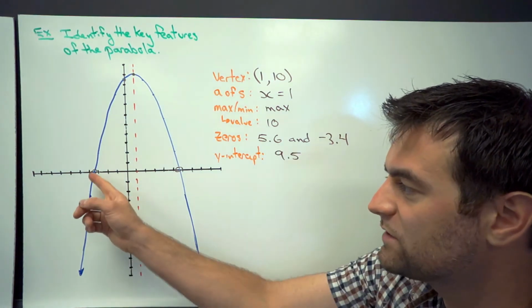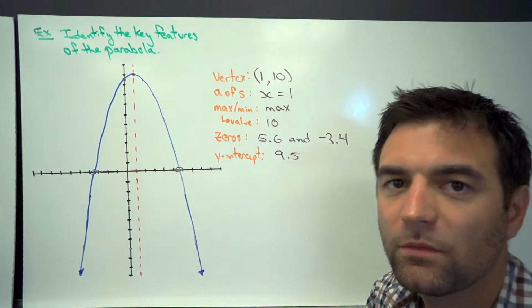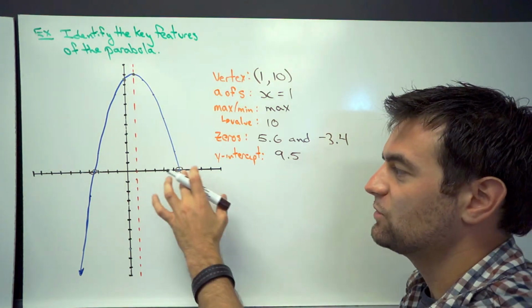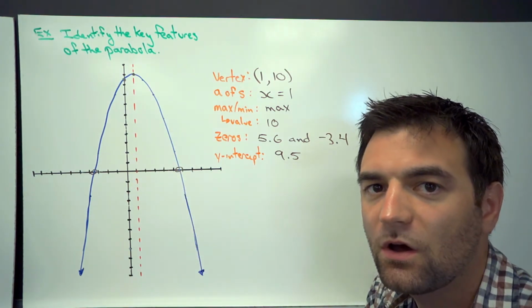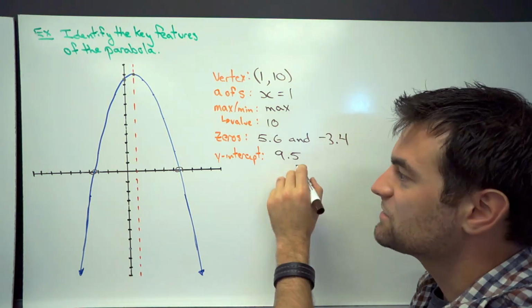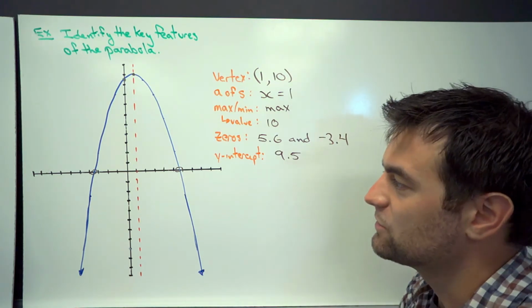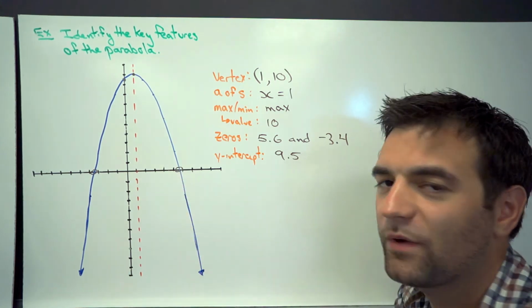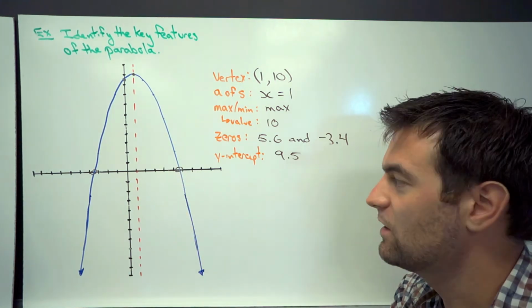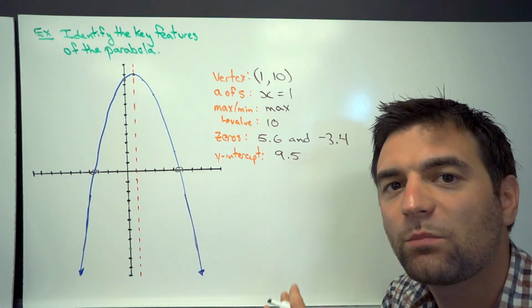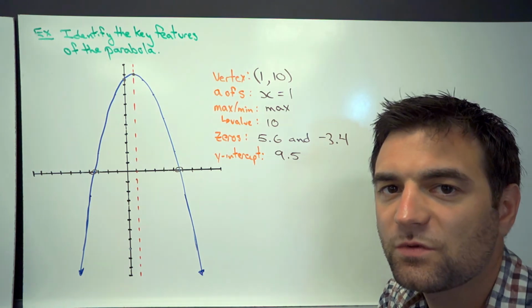Now, if points do cross at these partway positions in between actual grid lines, I'll accept answers as long as they're fairly accurate. So if it was about halfway and you want to put 9.5, or if you put 9.3 or 9.7, I'll accept numbers within those ranges.